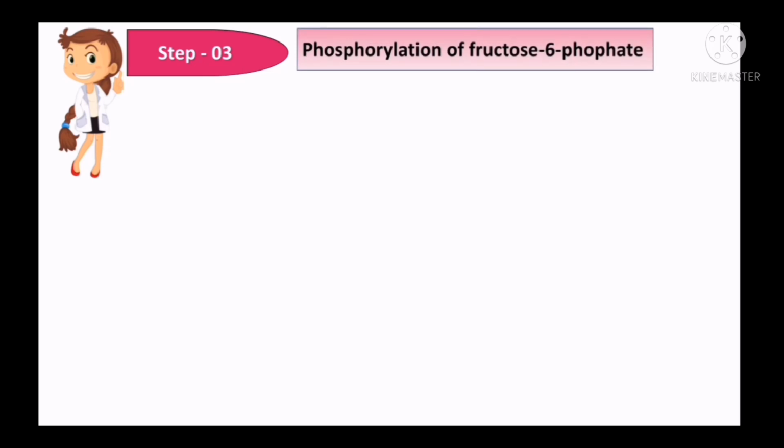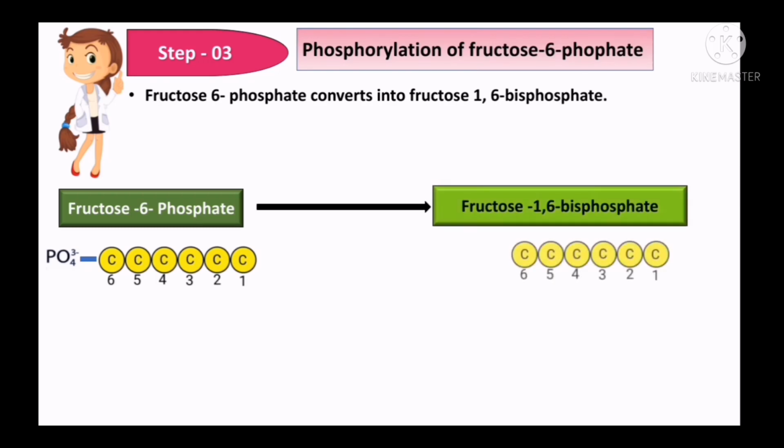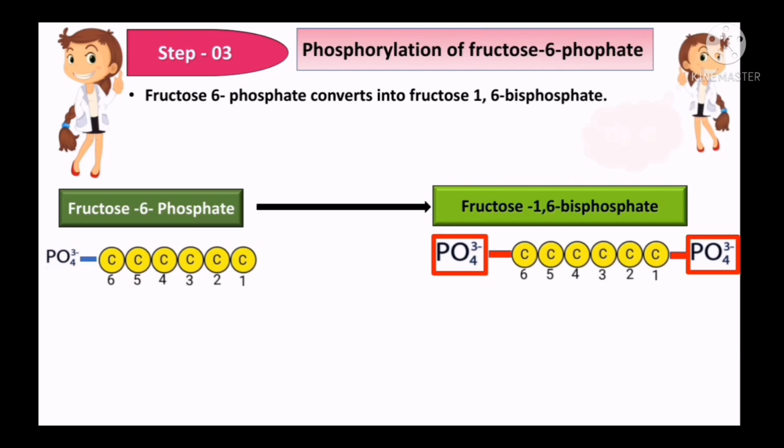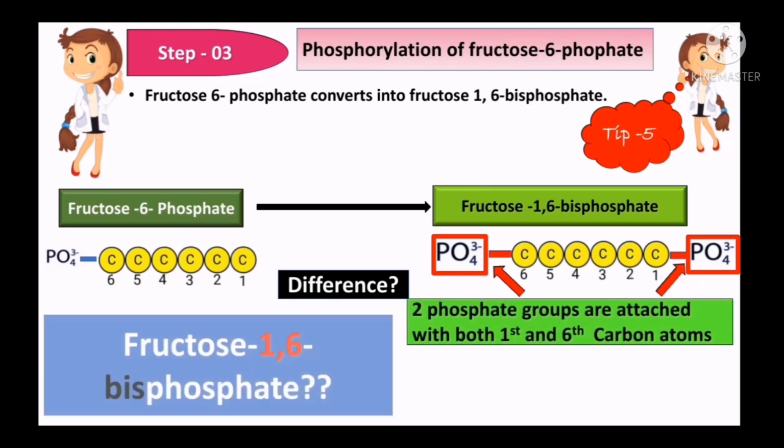Well, step 3 is defined as the phosphorylation of fructose 6-phosphate. According to that, again a phosphorylation should occur, right? So let's see what's going on. The fructose 6-phosphate molecule is converted into a fructose 1,6-bisphosphate molecule. Well, can you detect any difference between these two molecules? As you can see, there are two phosphate groups attached to both the first and sixth carbon atoms of the fructose 1,6-bisphosphate molecule, right? That's why we call this molecule fructose 1,6-bisphosphate.